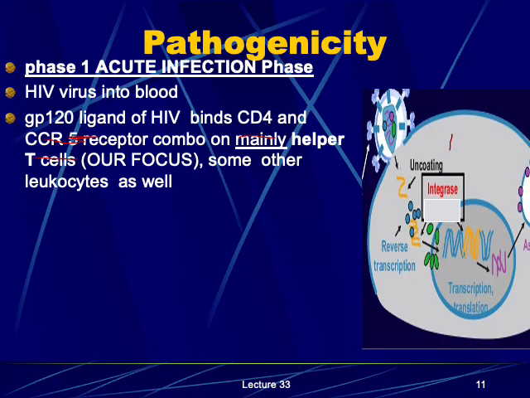This is a T helper. This is the main kind of cell that is going to be infected by HIV. Now, there are some other cells, other leukocytes, but we're not going to get into those. Okay, let's just focus on what it does to T helpers. So it binds CD4 and CCR5 on a T helper. Okay, and it's going to do fusion. Like I said before, it's going to fuse. All right, and it's going to uncoat.